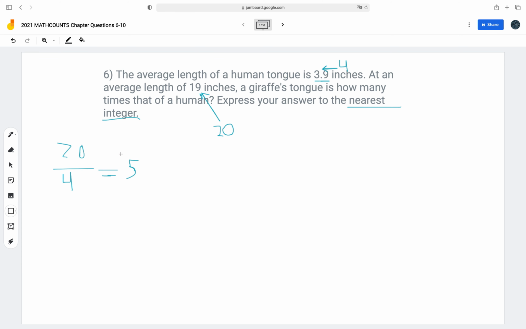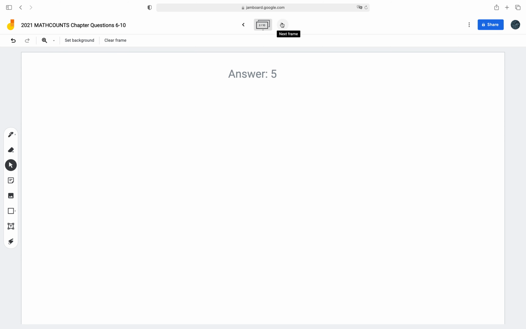So that's what I believe. Remember, same as yesterday, if you have any better ways to do these, let me know in the comments below. Let's check that. 5. All right, and we're correct. Next problem.